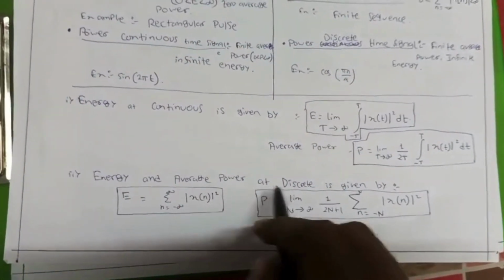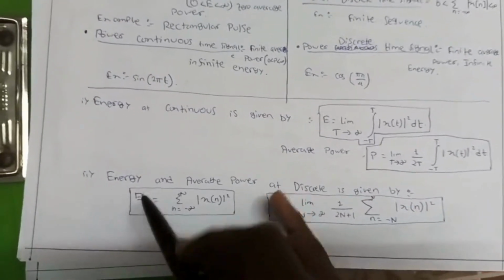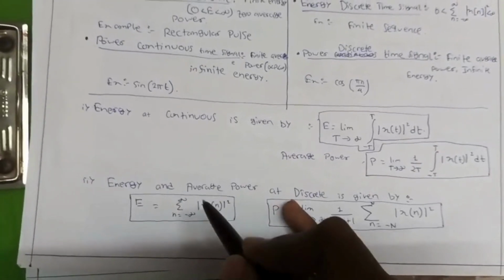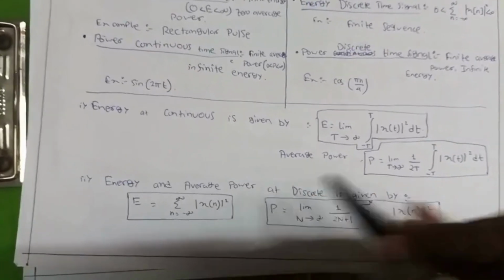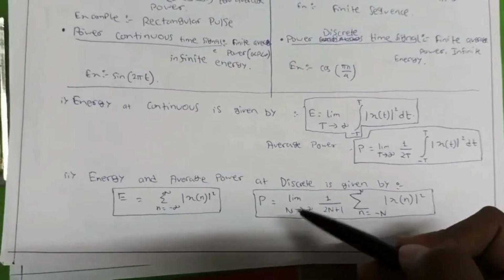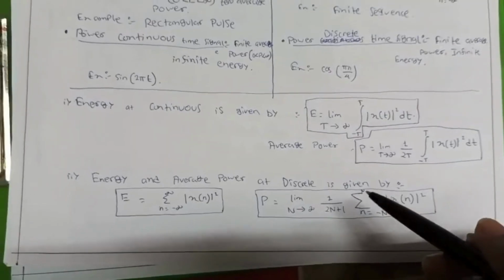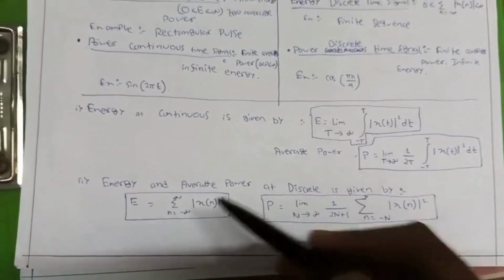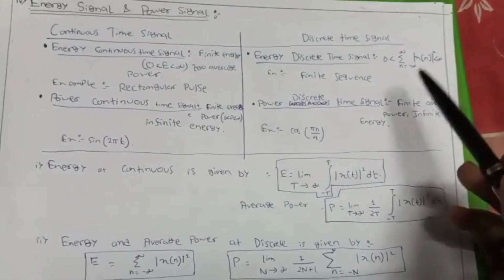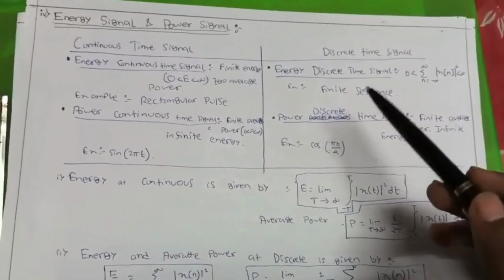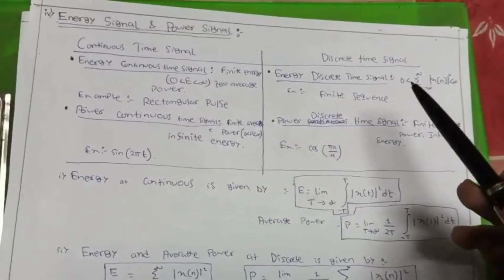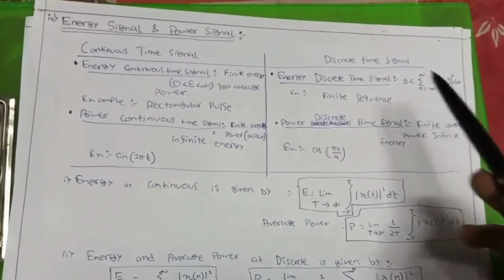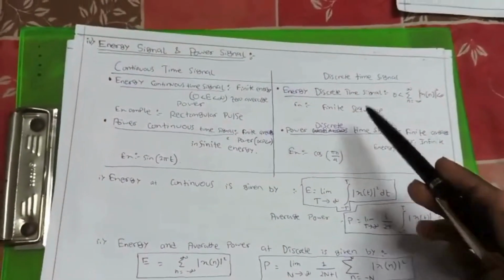Energy and average power for discrete time are given by E equals summation n equals minus infinity to positive infinity modulus of x of n whole square, and P equals limit n tends to infinity 1 by 2n plus 1 summation n equals minus n to positive n modulus of x of n whole square. Now this energy is only given over here. That means for energy discrete time signals, the range is E greater than 0 and less than infinity, and the example is a finite sequence.